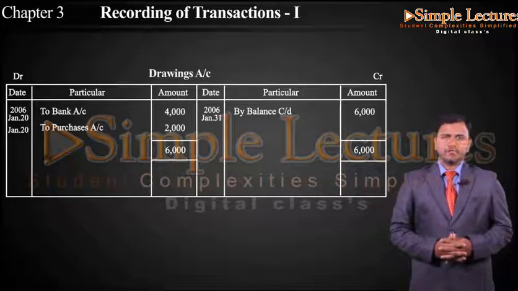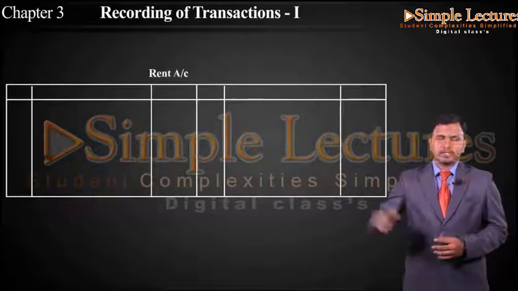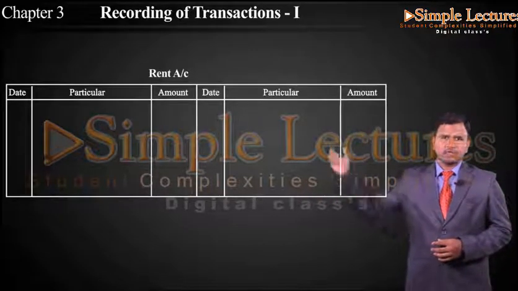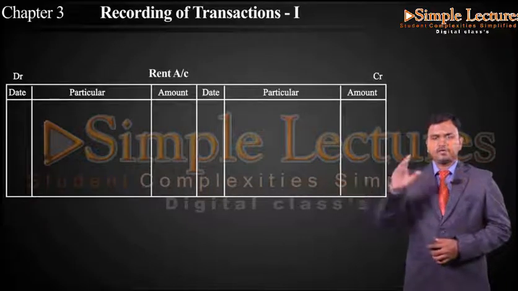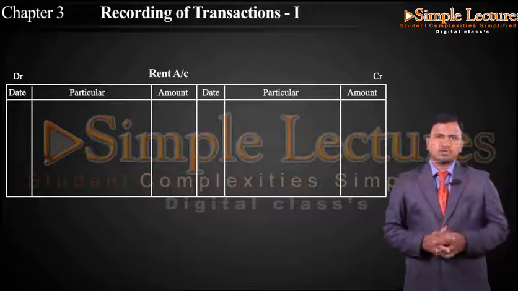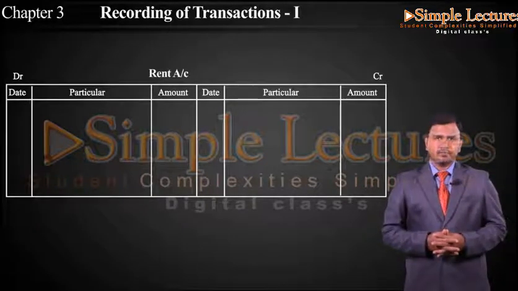The next account we have to prepare is for rent. The format remains the same: title rent, date, particulars, amount, debit side, credit side. We have only one entry relating to rent, which is on Jan 22nd: rent account debtor to bank account.